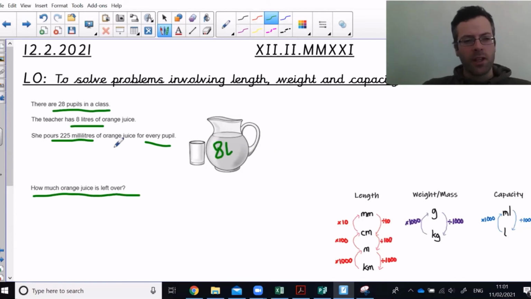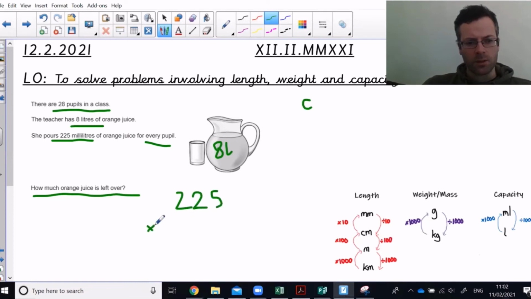So I've read it, I've underlined the important parts. Now I need to choose my method. So what I need to do is, it's 28 times 225, isn't it? And then whatever that is, I work out how much is left to get me to 8 litres. I think she's got enough. I presume she has, right. So we need to do 225 times by 28, which to me seems like it's going to be bigger than 8,000.